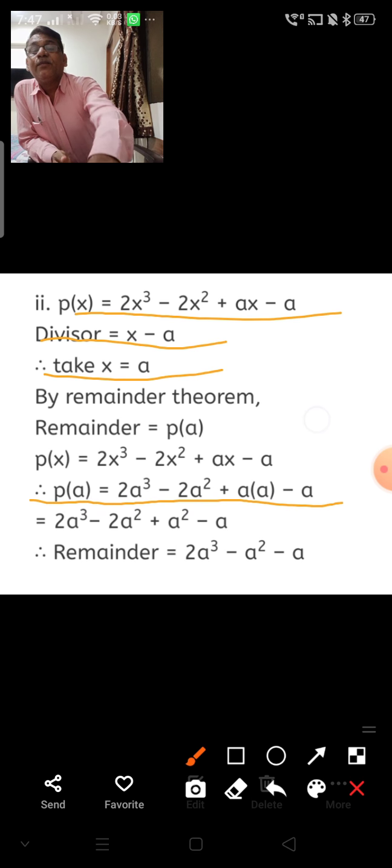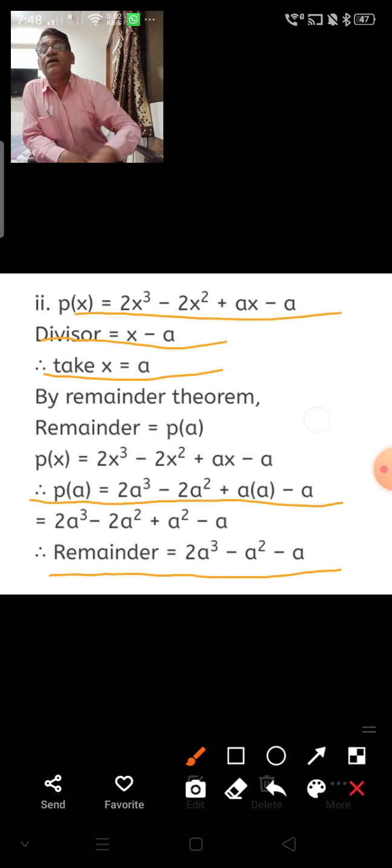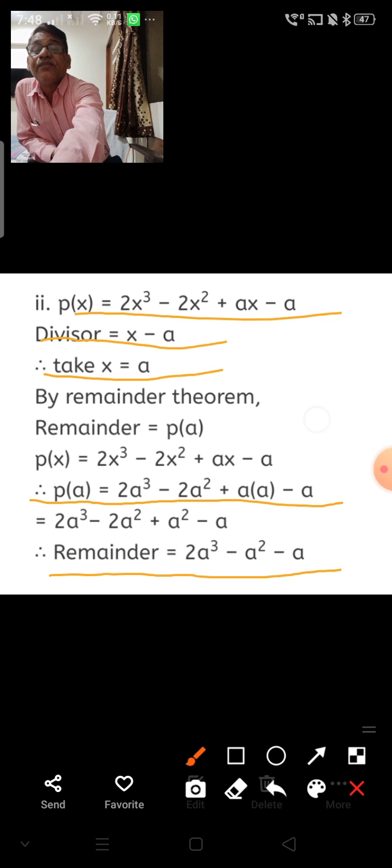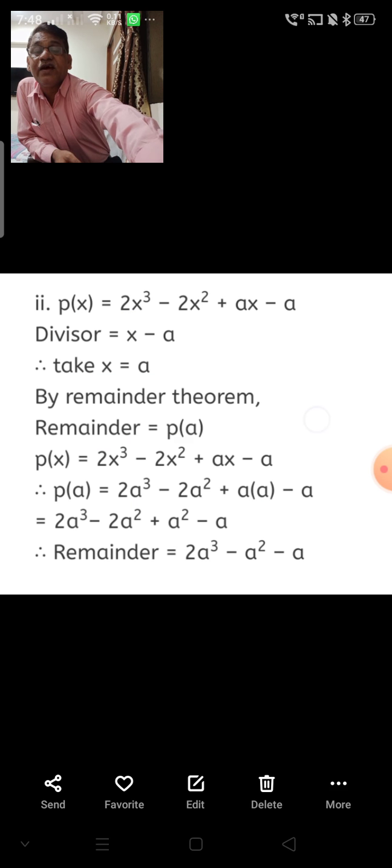See, p of a is equal to 2 into a cube minus 2a square plus a square minus a. So the remainder is 2a cube minus 2a square plus a square, which is minus a square, minus a. This is your remainder, right? In this way you can find the remainder of the given polynomial. Now come to the third question. In question number 5, the third question is here.